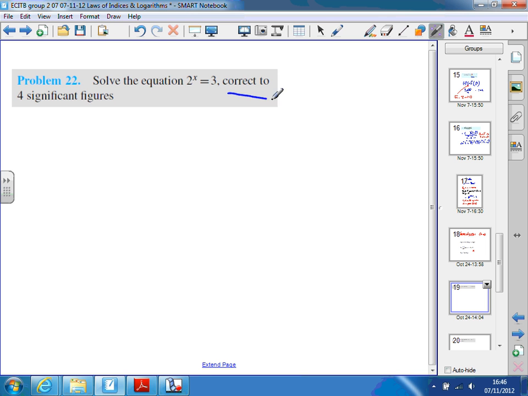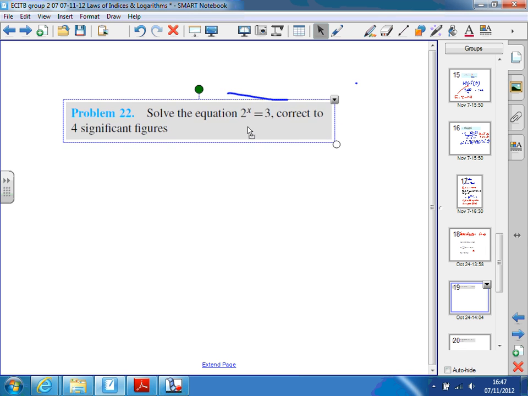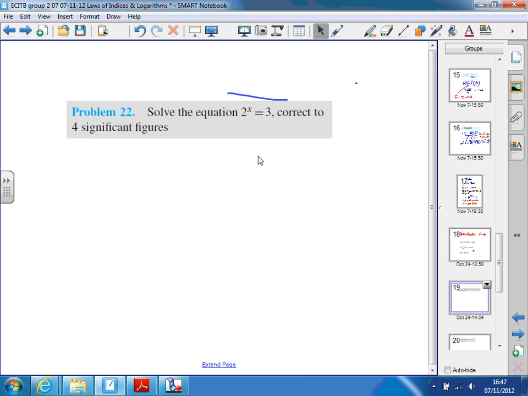Again, this problem is in the textbook, so you don't need to write this down. It's written out there for you. You might want to, because I'll probably do it a slightly different way. And it's on roughly page 100, I think, in the textbook, where those laws of indices are, maybe a bit further on. So, solve the equation 2 to the power x equals 3, correct to 4 significant figures.